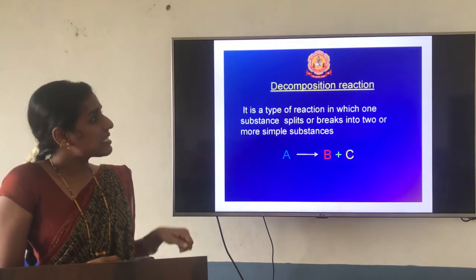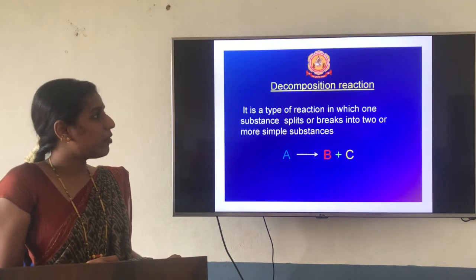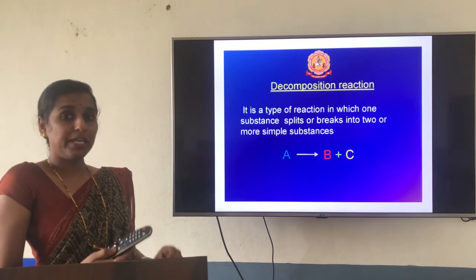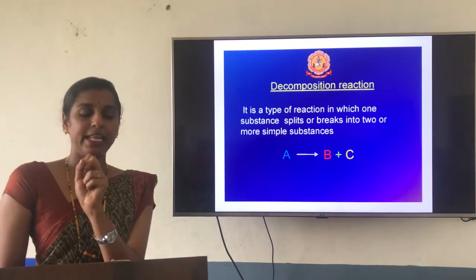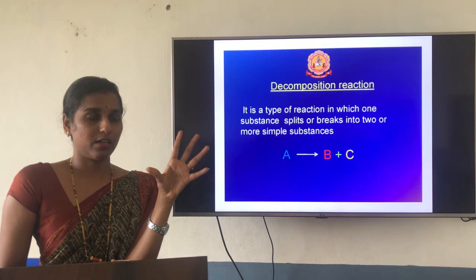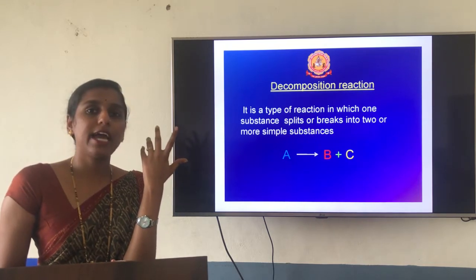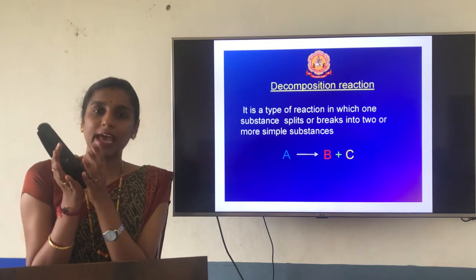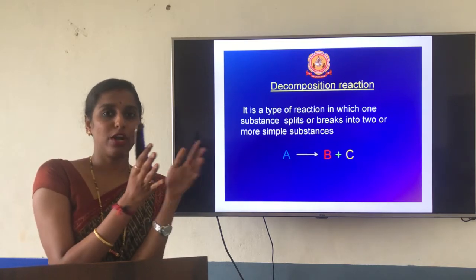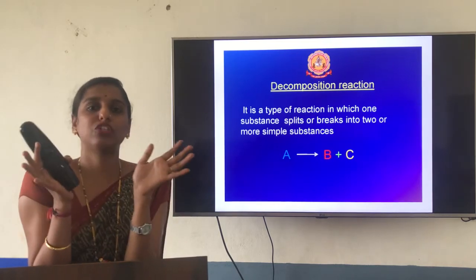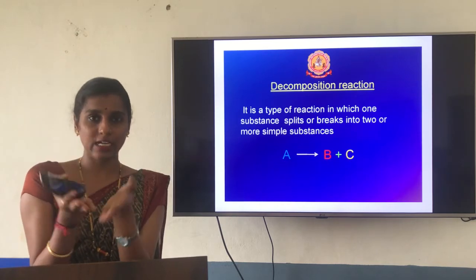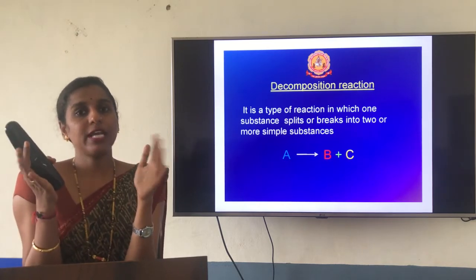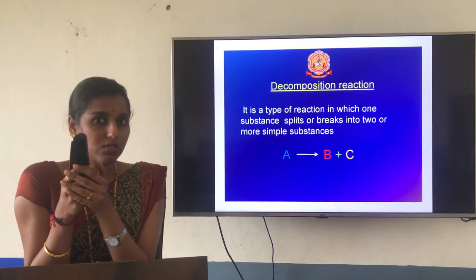Next we will go for the next type of reaction, that is decomposition reaction. Combination is just combining so that you get a single product. Decomposition reaction is where we have a single reactant, and from that, decomposition of the product takes place. Separation of products from a single reactant, so that you get different products. That is considered a decomposition reaction.